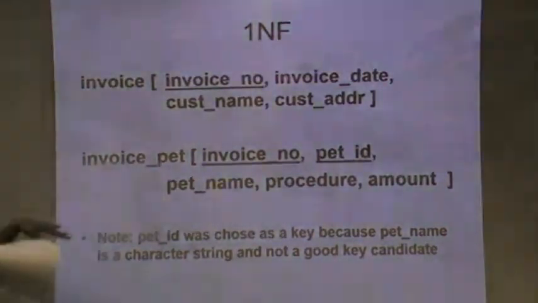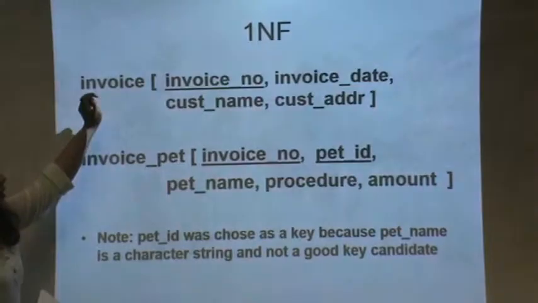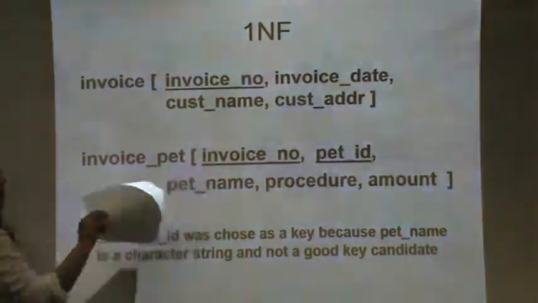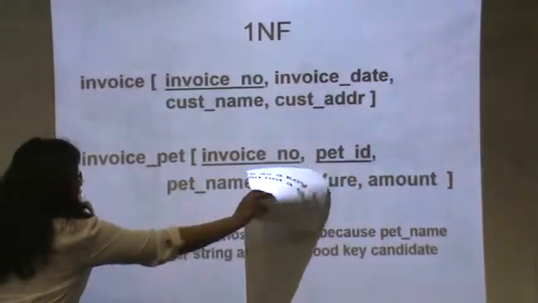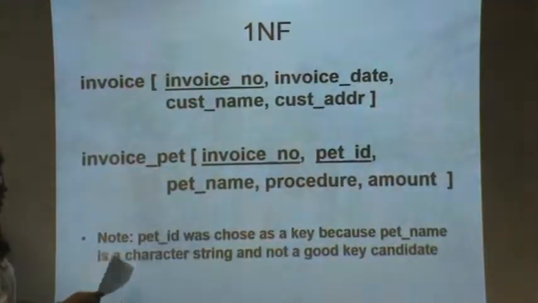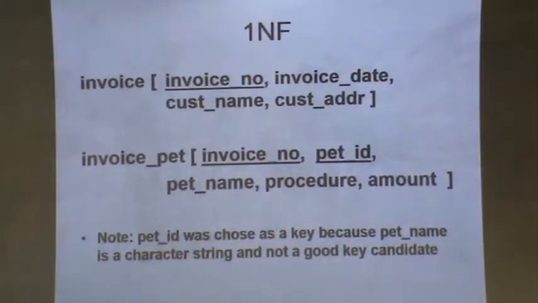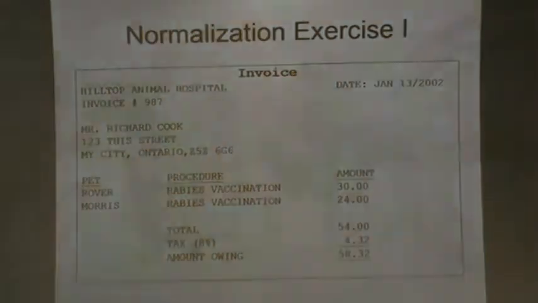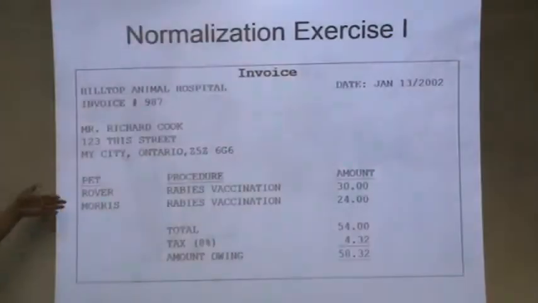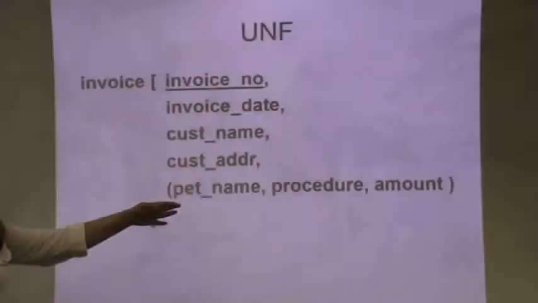And when I'm differentiating or grouping them, I just transfer the primary keys with them. So where is pet ID coming from? Because pet ID was chosen as a key, because the pet name is a characteristic and not a good candidate key. So again, I would like to go back to our given example. Here you see that there's only the pet name. There's nothing called pet ID. But in UNF, I put them together, pet name and procedure and amount.